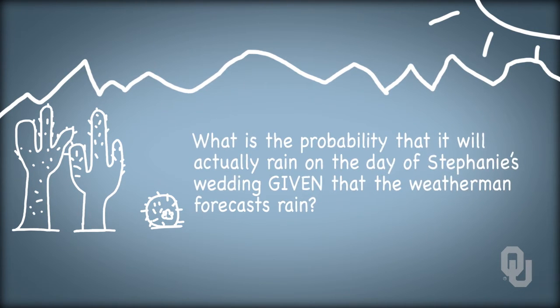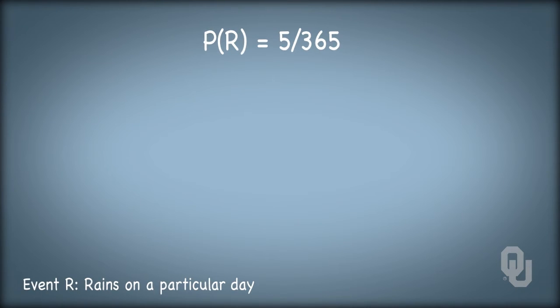Let's first define the events and the probabilities that we know. Define event R as the event that it rains on a particular day. The probability of R is 5 out of 365, as in recent years it has rained 5 days per year on average. Let's define another event, F, which is the event that the weatherman forecasts rain. Note that this is different than it actually raining. This is a forecast of rain.